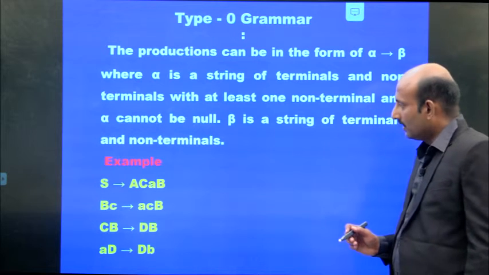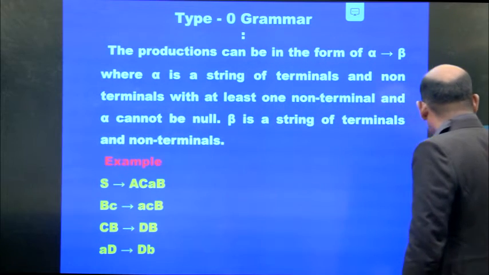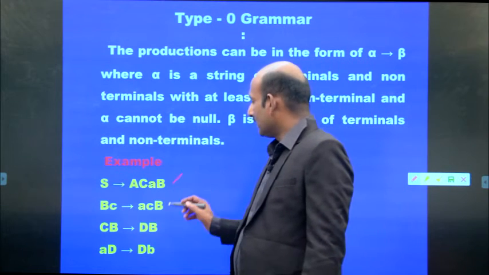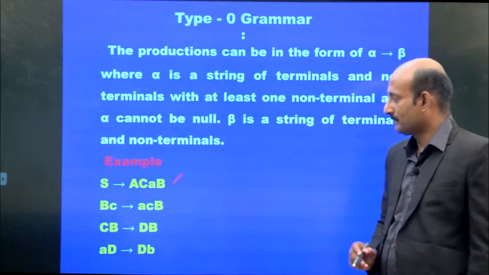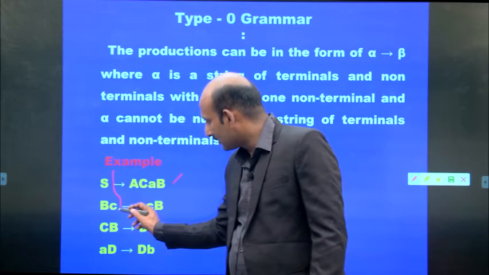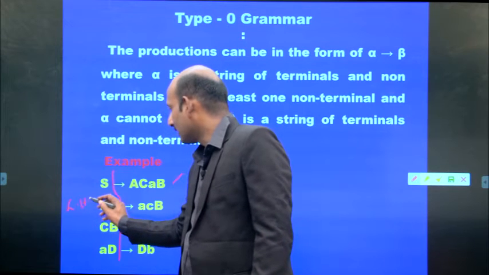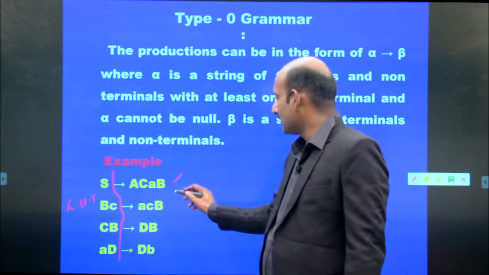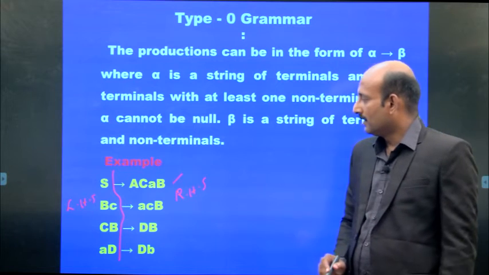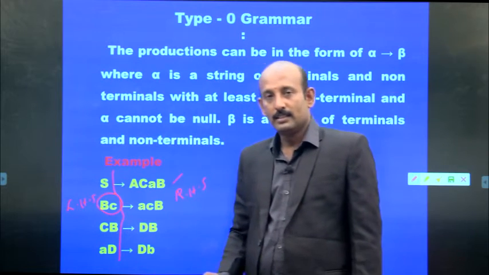So, in this case, for the example, we can take this production S tends to A, C, A, B, right? This is the left hand side of this production, the LHS, and this part is the right side of this production, that is the right hand side. But the left side of this production contains no structure.